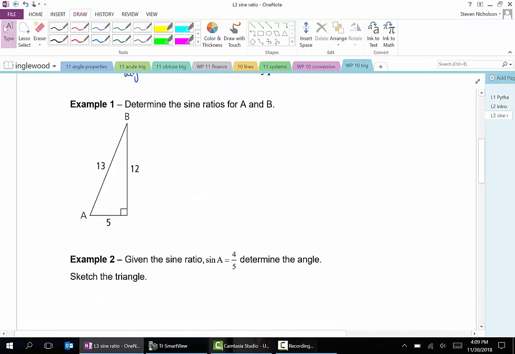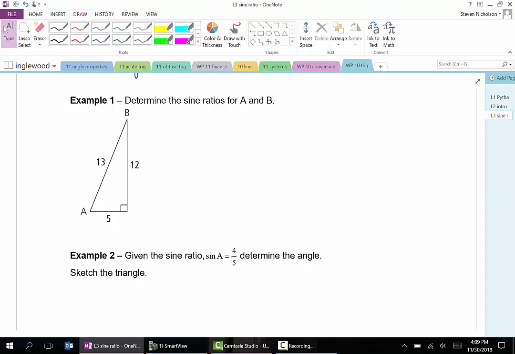Just to make sure we can write the ratio and see the ratio, I want to determine the sine ratios for angle A and angle B. So let's highlight angle A in blue. The sine ratio of angle A is the side opposite, which is 12, over the hypotenuse, which is 13. A really good thing to do in any right triangle problem is always identify the hypotenuse right away. And as soon as we do that, then we only have two other sides to worry about.